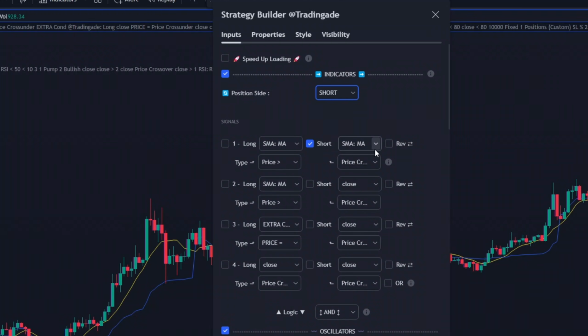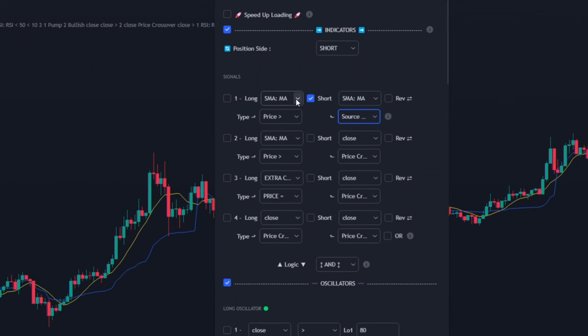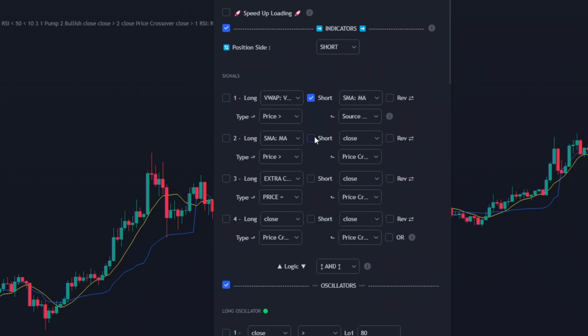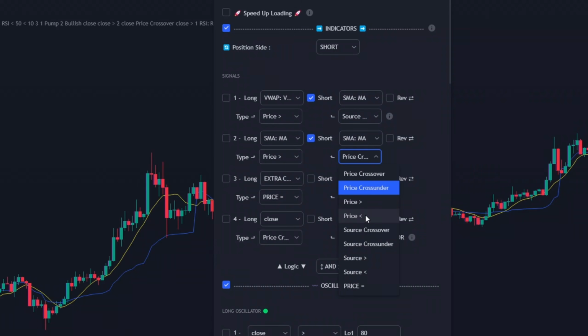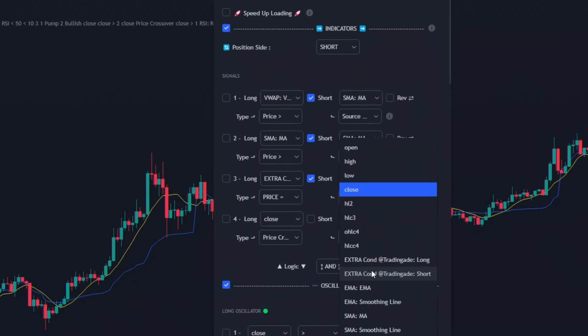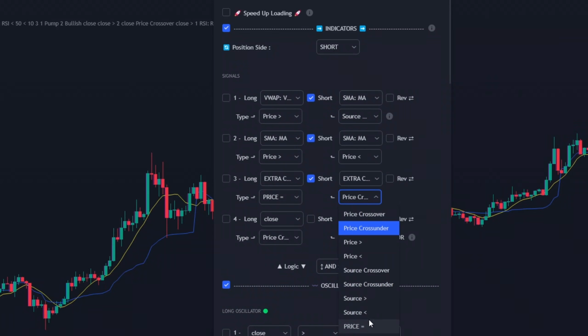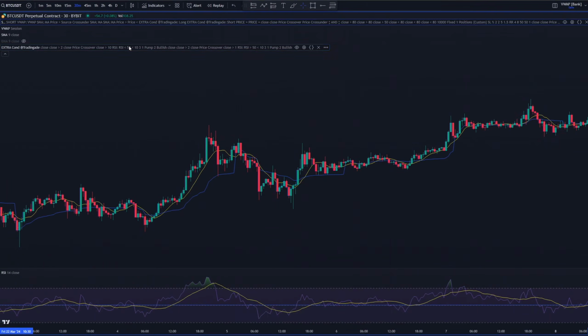We want both long and short positions. So we need the simple moving average to cross under the VWAP line. Then we add another signal, simple moving average. The price must be lesser than the simple moving average. And the third and last condition, we need a short extra condition. Price equal, and now we can set our extra condition.